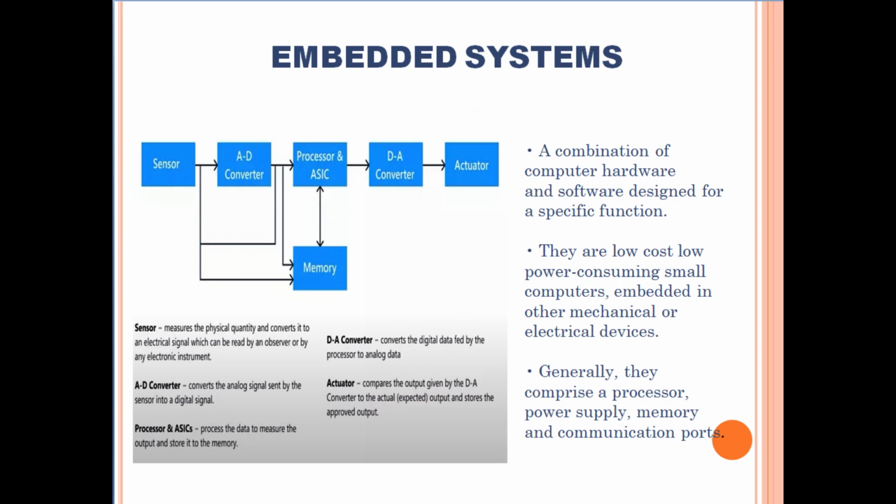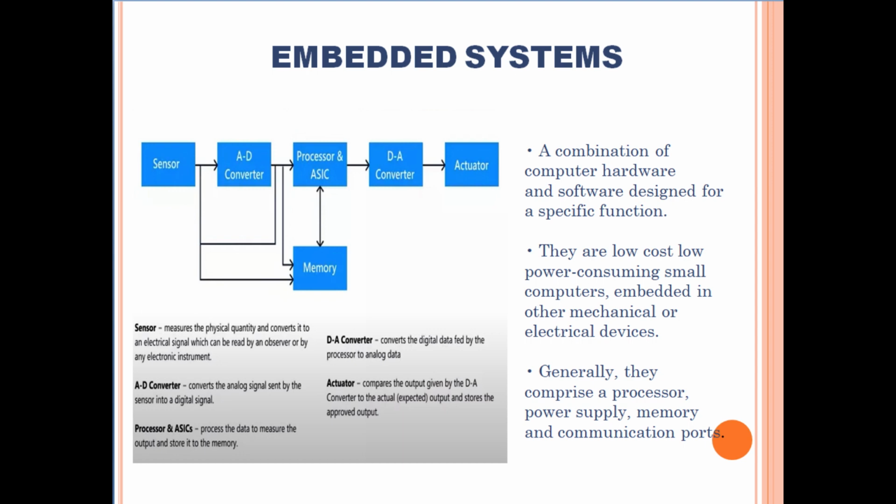Coming to embedded systems, an embedded system is a combination of computer hardware and software designed for a specific function. They are low cost, low power consuming small computers embedded in other mechanical or electrical devices. Generally, they comprise a processor, power supply, memory, and communication ports. Let's look at the flow graph of the embedded systems.